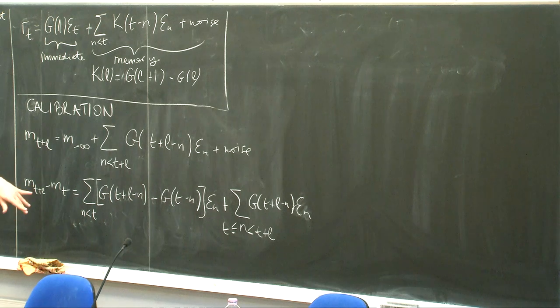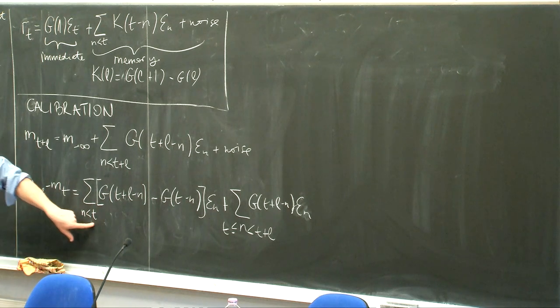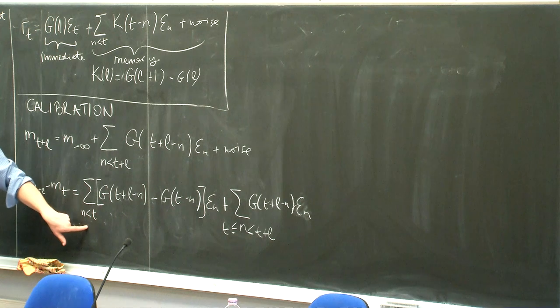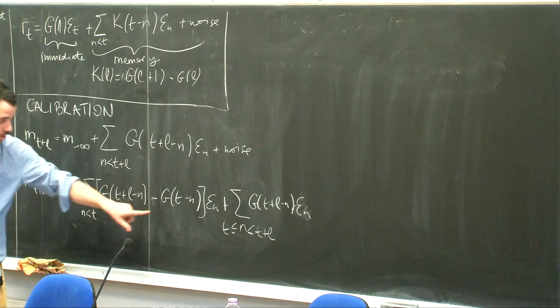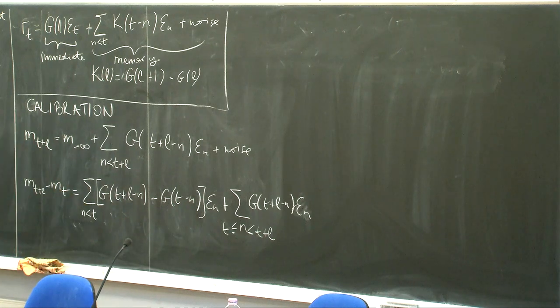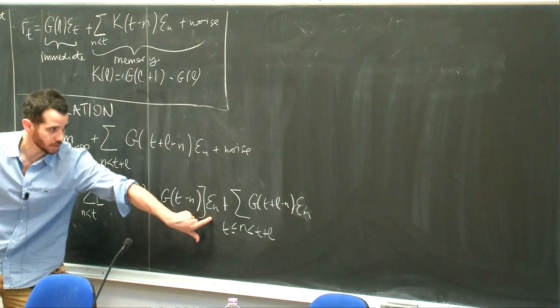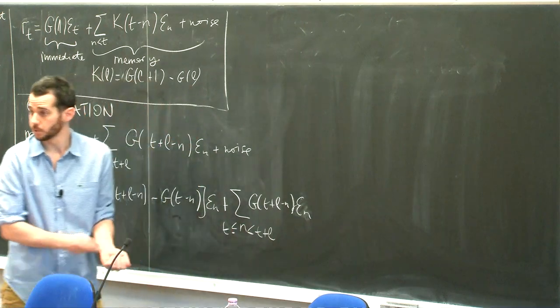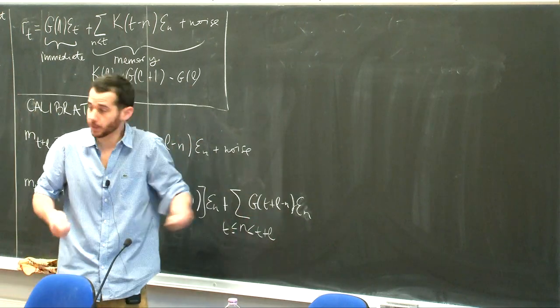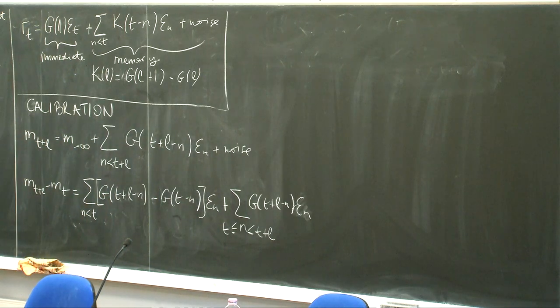Well, you have all the trades that happened before t, so before the first price. For all these, you have the differential of two propagators. Is it clear? So how much a trade before t affected t and how much it affected t plus l will be the difference of these two times the trade. And all the trades that happened after t, but of course before t plus l, we'll just have their propagator, nothing to subtract. Okay, this is trivial up to now.